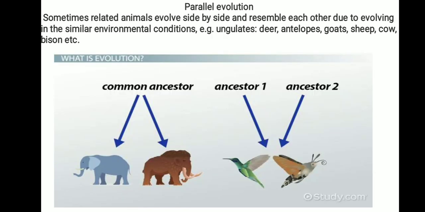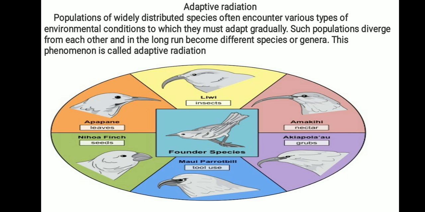Parallel evolution. Parallel evolution means 2 organisms evolved on this earth at the same time from a common ancestor. Sometimes related animals evolve side by side and resemble each other due to evolving in similar environmental conditions. For example, ungulates. Ungulates means animals which have a hard part of the leg. For example, deer, antelopes, goats, sheep, cow, bisons. All those are described as ungulate animals.